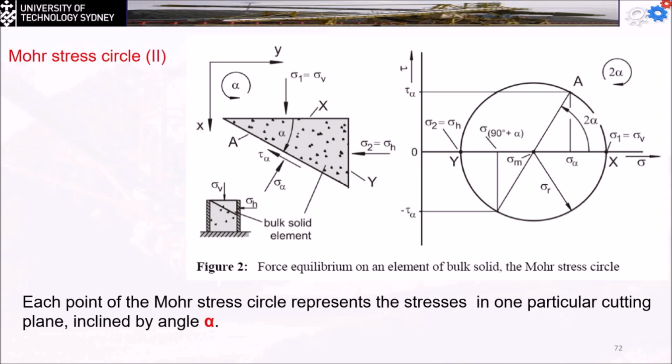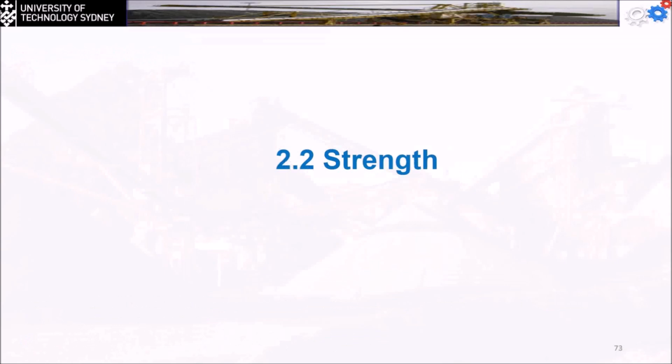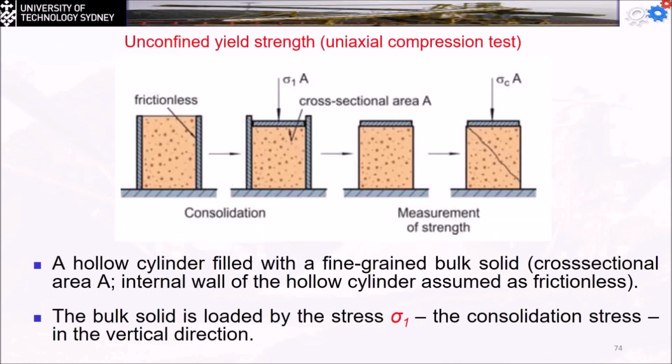So a hollow cylinder is going to be filled with fine grained bulk solids. And we're going to have the internal wall of the hollow cylinder assumed to be frictionless, which is once again an ideal case and is impossible. The bulk solid is loaded by the stress sigma 1, and the consolidation stress is going to be in the vertical direction.